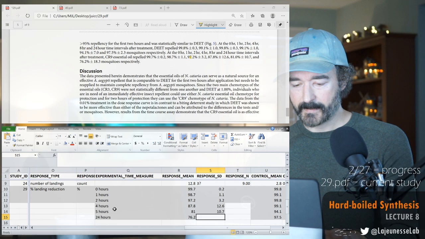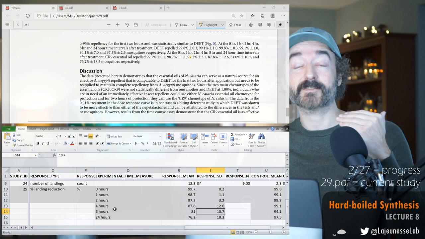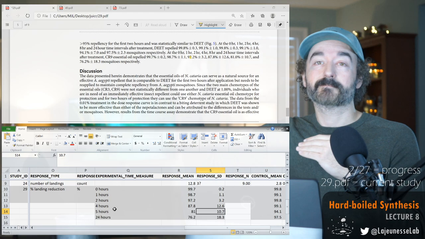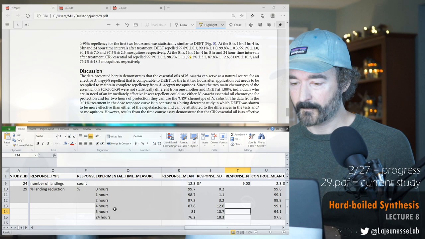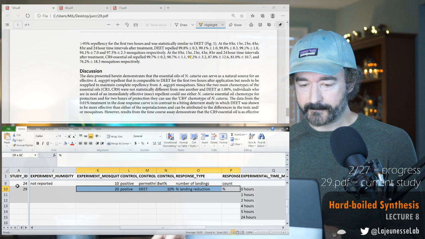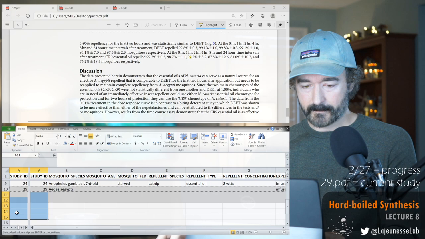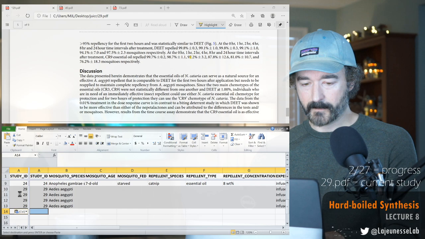1, 3.2, 12.6, 10.7, and 18. There's also a huge rise in variability, again, because that's the problem with using percentages. The variability gets truncated. Right, there's a cap. Don't use percentages. Landing reductions, all this stuff is the same. Three, four, five, six.